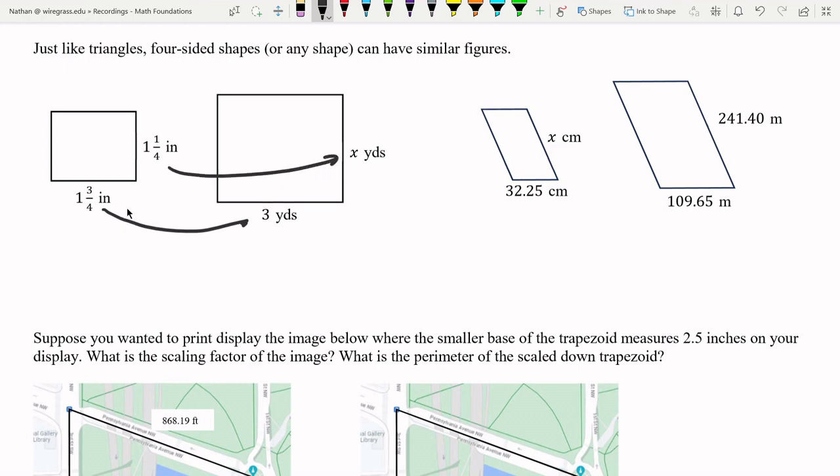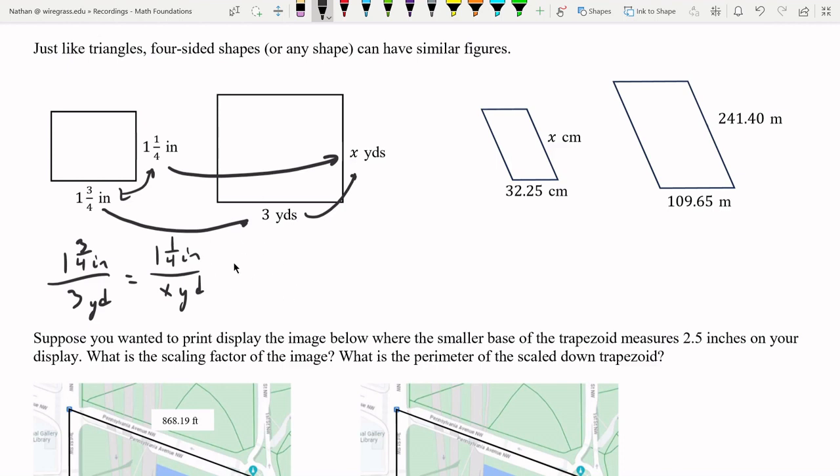You can also write a proportion that goes from this one to this one and this one to this one. Either way works. For the first case, where this side goes to this side, we can do 1 3/4 goes to 3 yards. This is inches to yards. Equals 1 1/4 inches to x yards. You can see that I have yards on the bottom and inches on top.